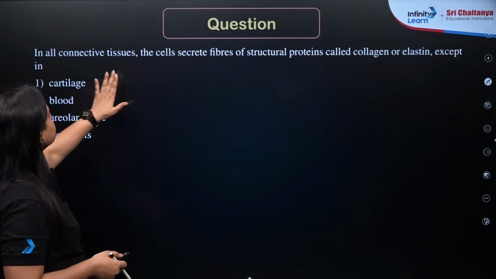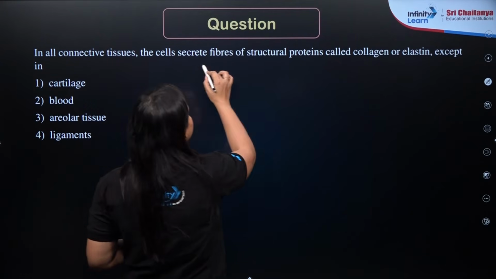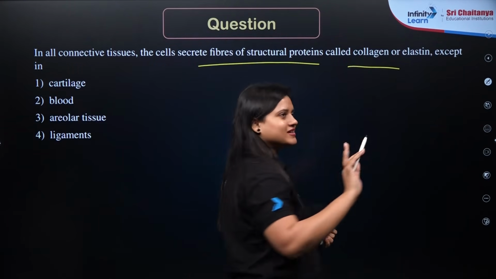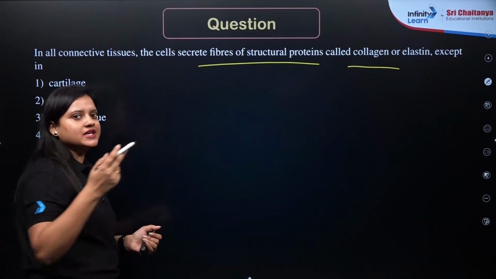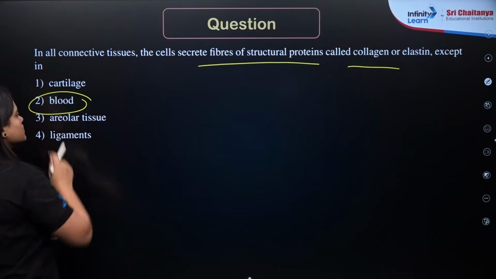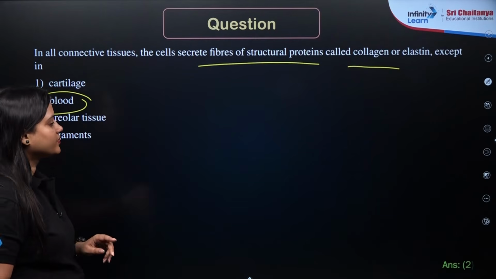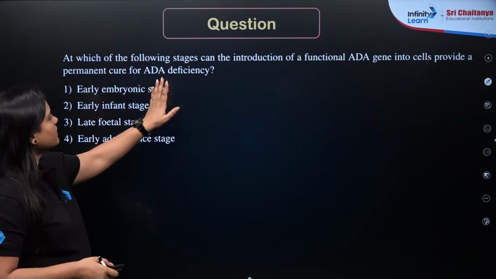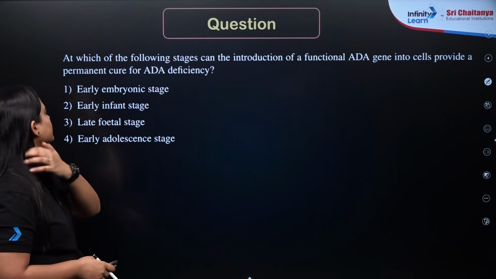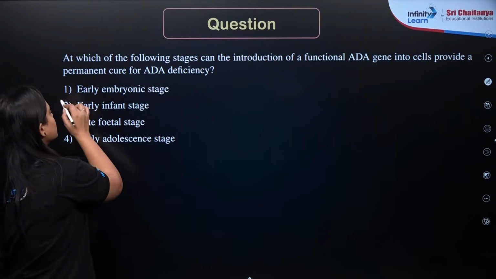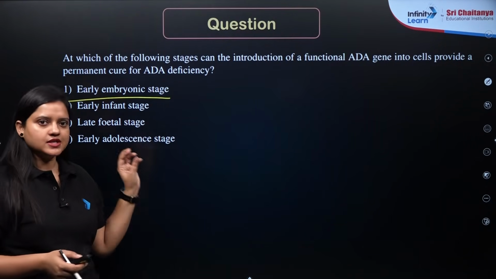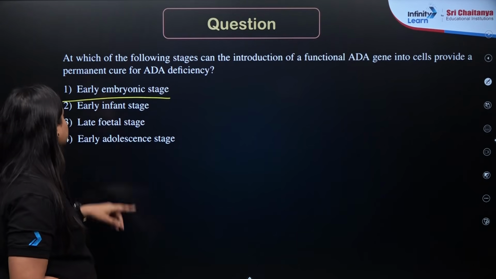Next. In all connective tissue, the cells secrete fibers of structural proteins called collagen or elastin except. Okay. So, definitely it will not be there in fluid connective tissue, and here the example of fluid connective tissue will be blood. So, correct answer here will be 2. Next. At which of the following stages can the introduction of a functional ADA gene into the cell provide a permanent cure for ADA deficiency? So, it is the early embryonic stage. If we can do gene therapy, yes, we can provide a permanent solution to this condition. So, answer here should be 1.